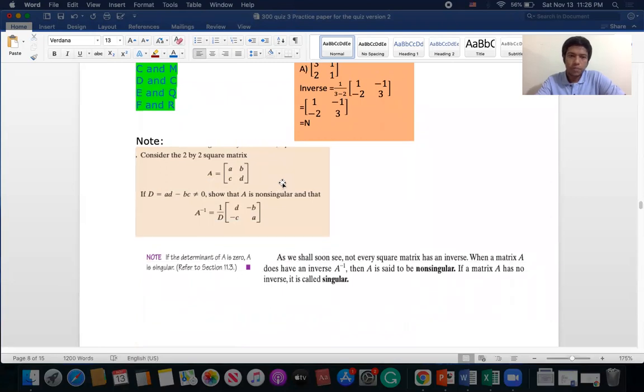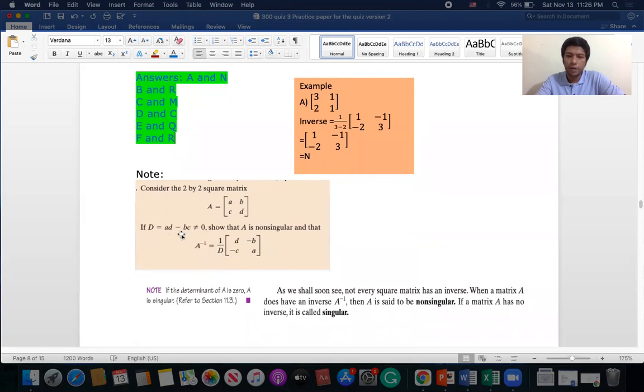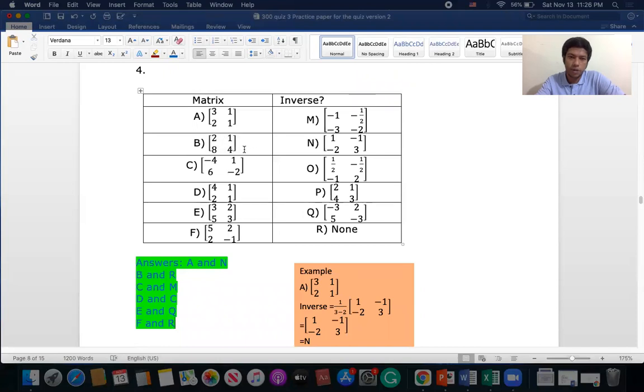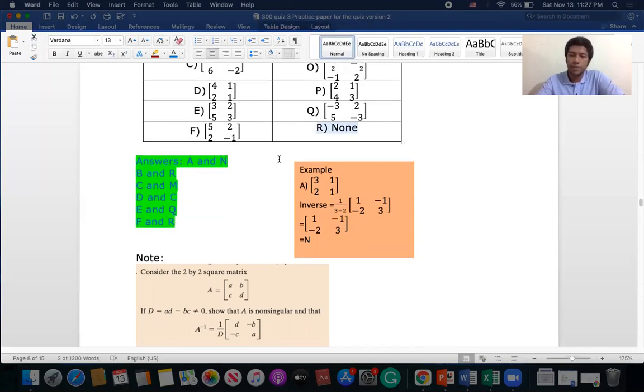And if AD minus BC equals 0, then actually there is no inverse for that matrix. In that case, the answer will be none. If for some matrix AD and BC, when you multiply, the difference becomes 0. Suppose for B number, 2 into 4 means 8, then 8 into 1 means 8. 8 minus 8 equals 0. That means for this matrix, there is no inverse possible. So if no inverse is possible, then directly you can say none for that matrix.